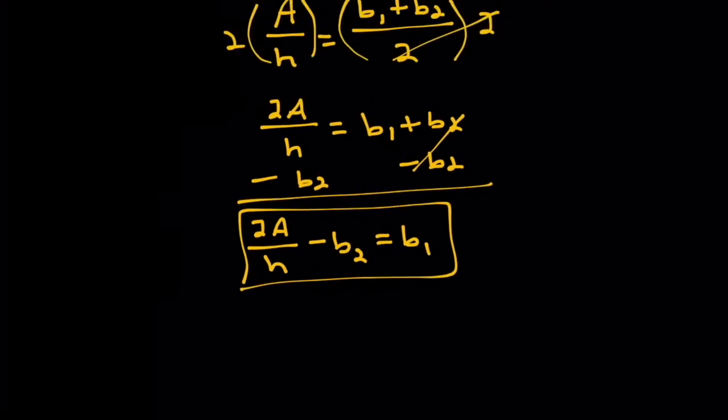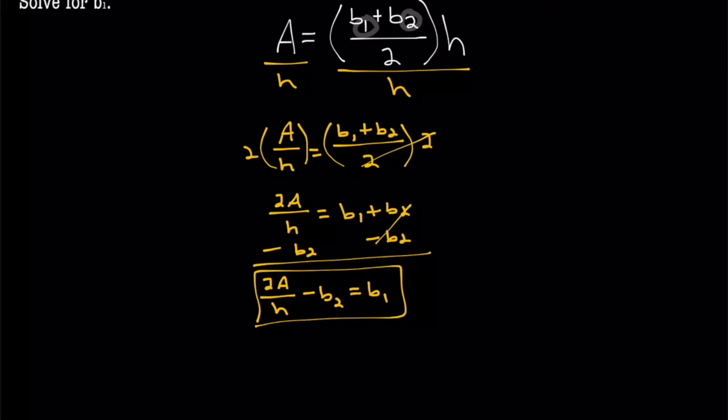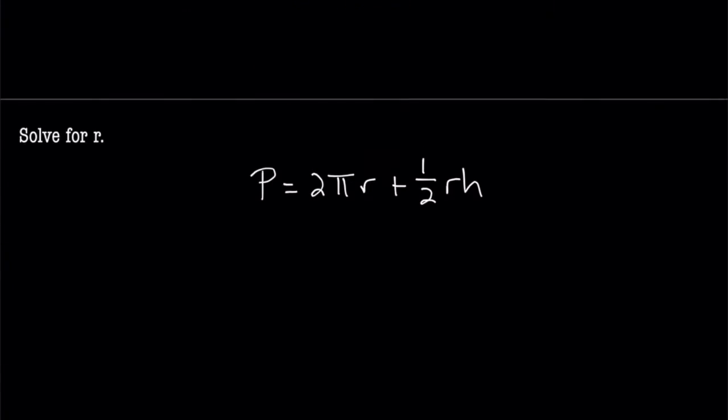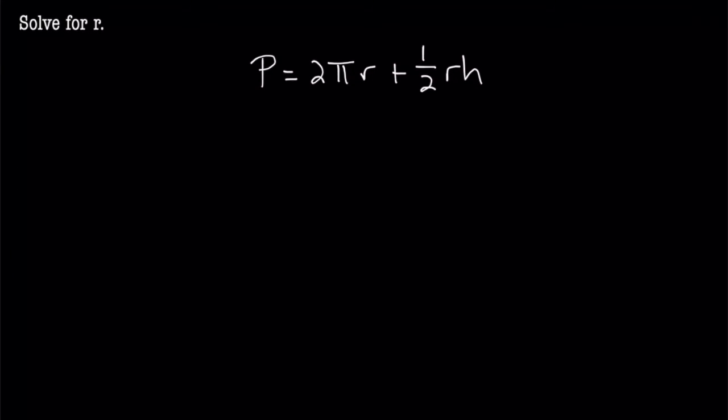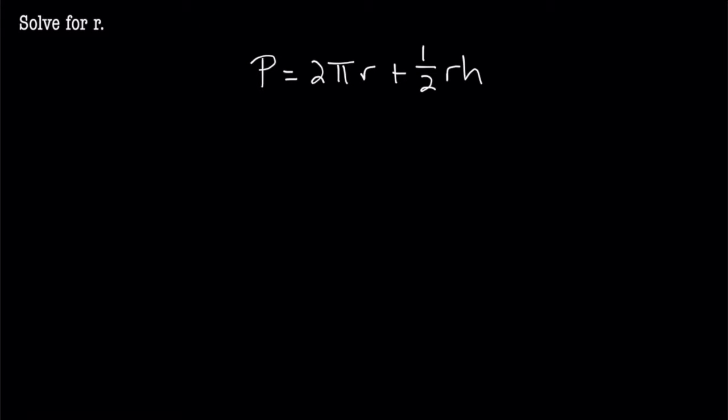I don't think that one was too hard. Let's try another one to see what we can do. Our next example has us solving for r when we have p equals 2 pi r plus 1/2 r times h.